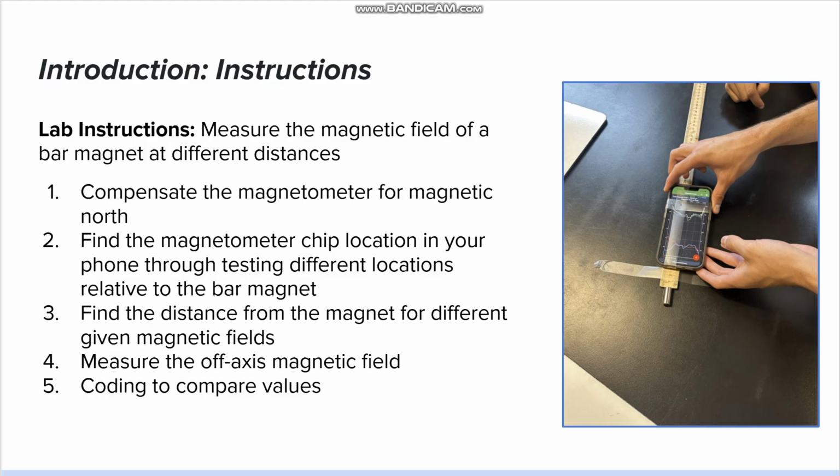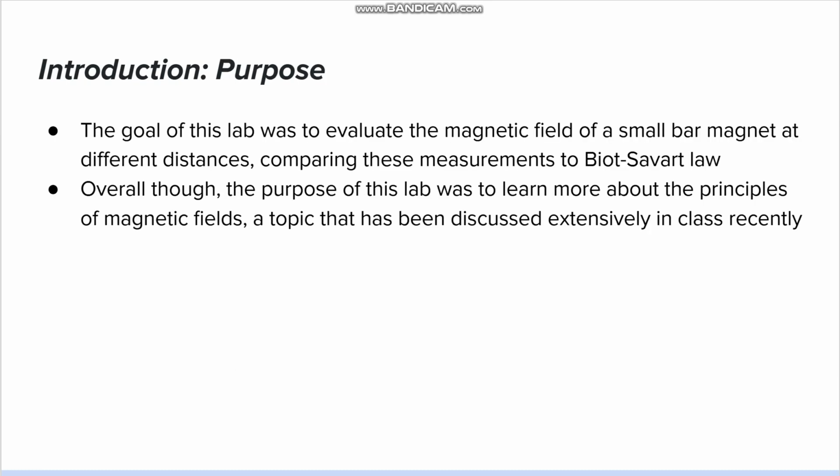Introduction instructions. The instructions for this lab were to measure the magnetic field of a bar magnet at different distances, following these steps. Step 1, compensate the magnetometer for magnetic north. Step 2, find the magnetometer chip located in your phone through testing different locations relative to the bar magnet. Step 3, find the distance from the magnet for different given magnetic fields. Step 4, measure the off-axis magnetic field. And Step 5, coding to compare values.